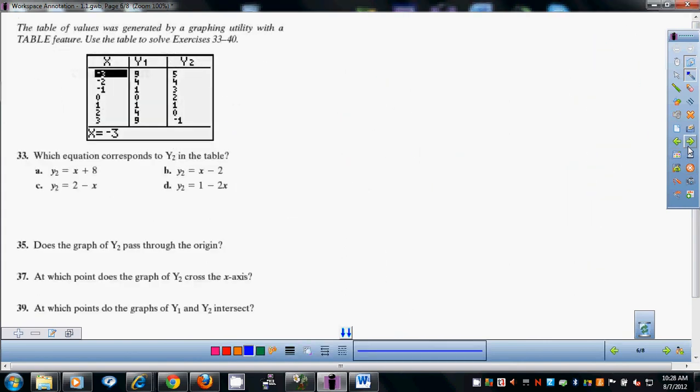Now, if we were using our calculator, you could put in multiple functions at a time. What they're showing you here is 2 different functions. They plotted the same x values, but they gave you different answers because they were different equations. Number 33 is asking, which of these equations applies to the second list of answers? I'll give you a second to look that over. Raise your hand when you think you've got it.